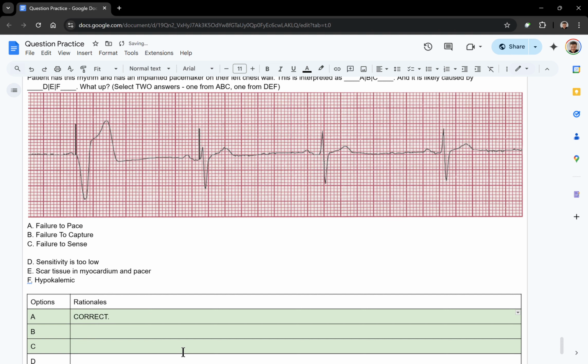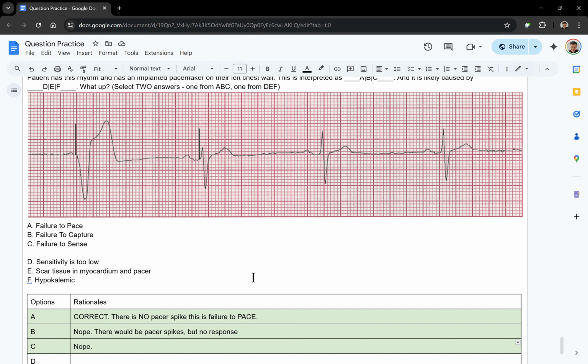Why is it correct? Because there's no spike. No pacer spike. This is failure to pace, right? And this is incorrect, right? Nope. Because why is it not failure to capture? There would be pacer spikes, but no response. Okay, and then C of B is nope, because we said there's only one correct answer, right? It's failure to sense.